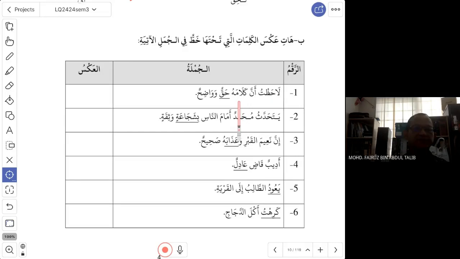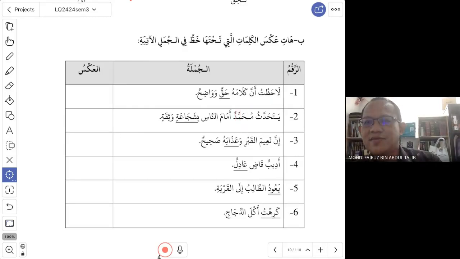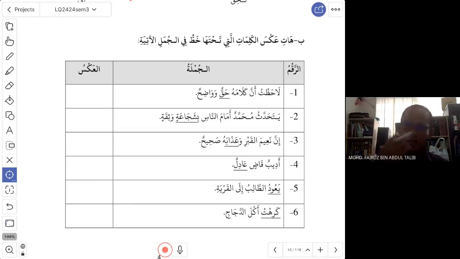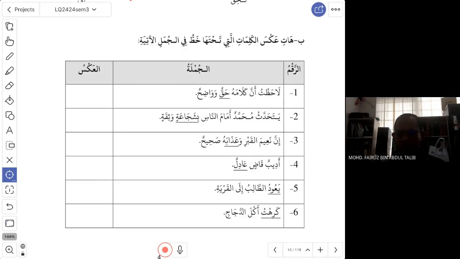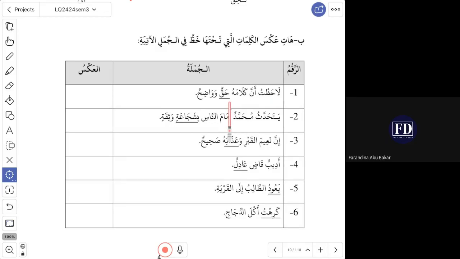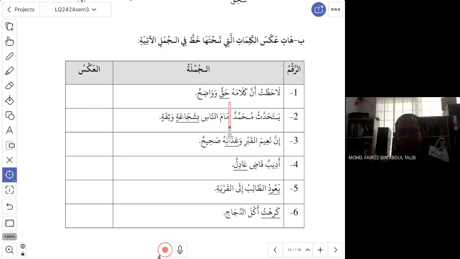Kalam, what does it mean? Anybody? Words. His kalam, his words. Yes. So I noticed that his word is haq, true. Yes, true. And wadih means clear. So I noticed that his word is true and clear. Okay, so true here, the opposite of haq.